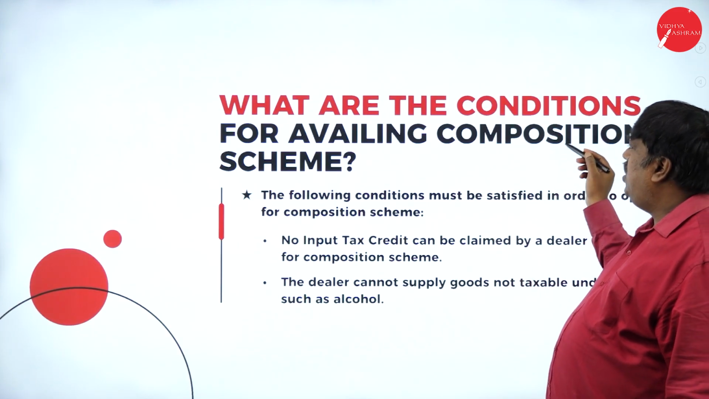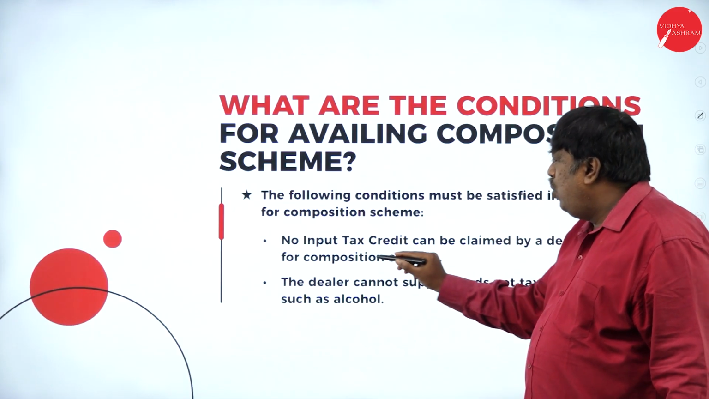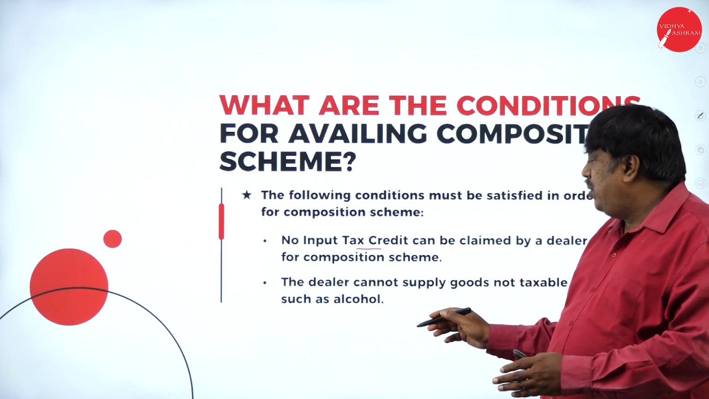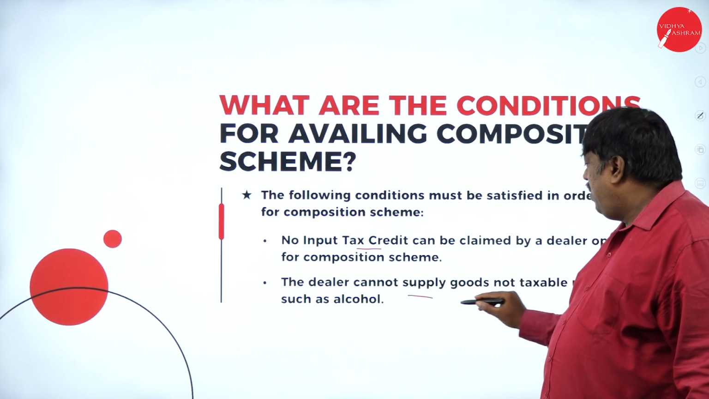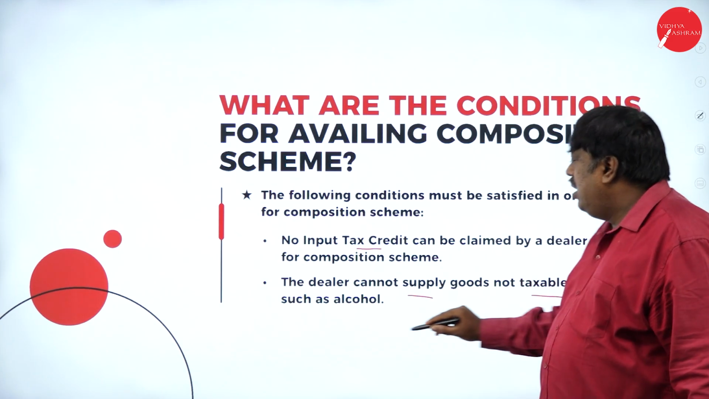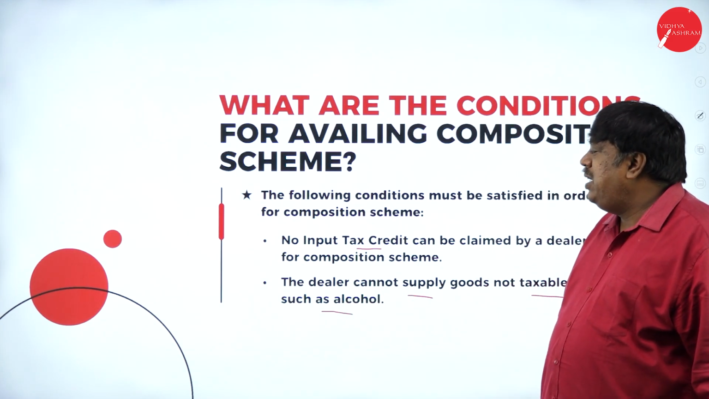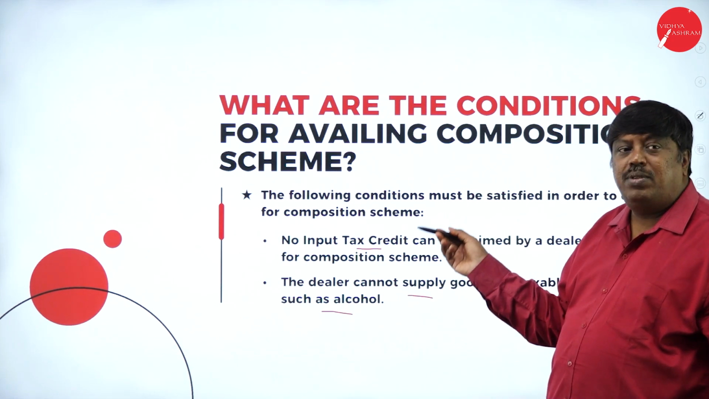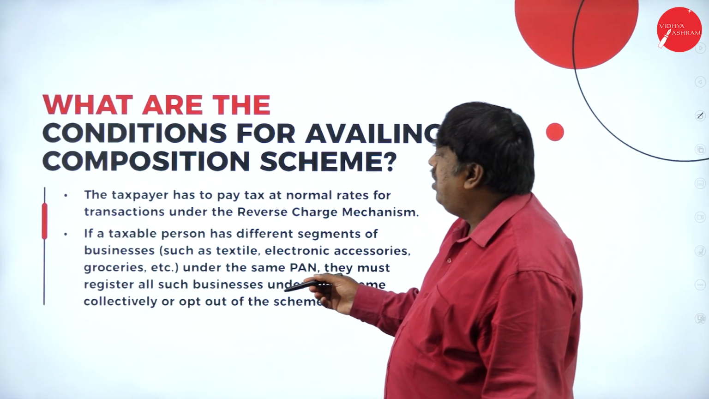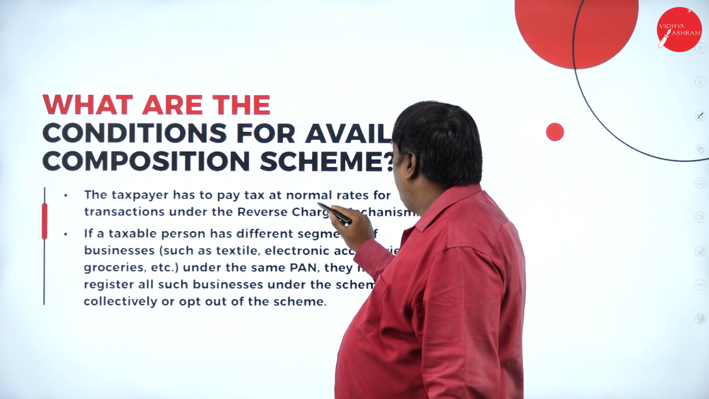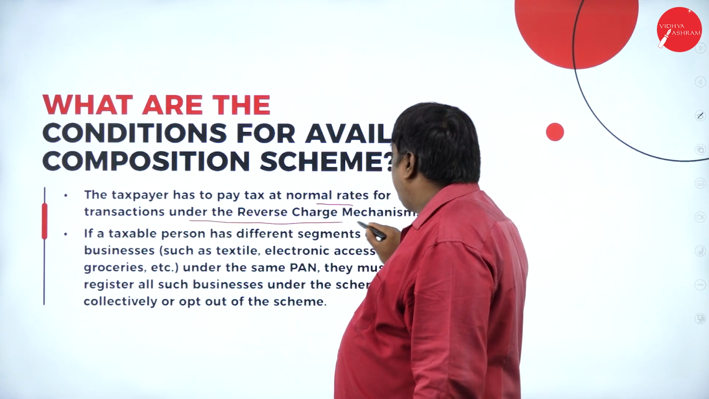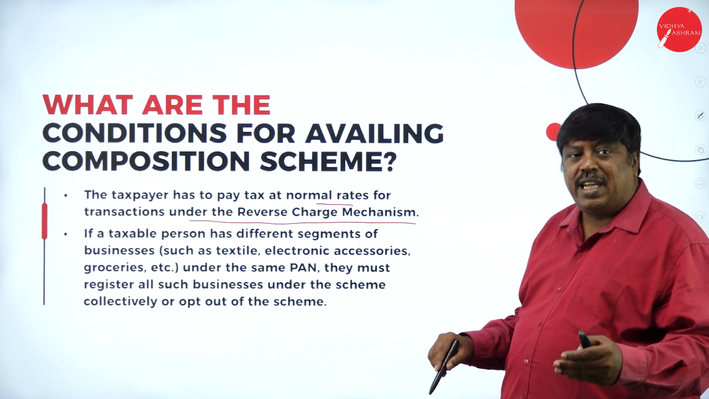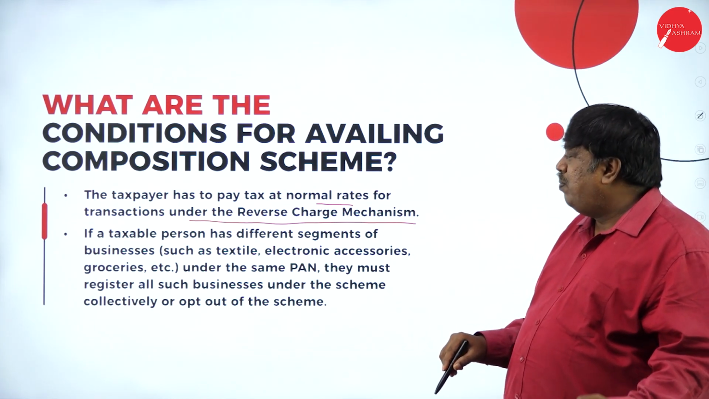What are the conditions for availing the composition scheme? No input tax credit will be given to the person who has taken the benefit of the composition scheme. The dealer cannot supply goods not taxable under GST, such as alcohol. Means if he is supplying alcohol, he is not eligible for the composition scheme. Next, the taxpayer has to pay tax at normal rates on transactions under the reverse charge mechanism. Only if it is under the reverse charge mechanism can he claim for the composition.